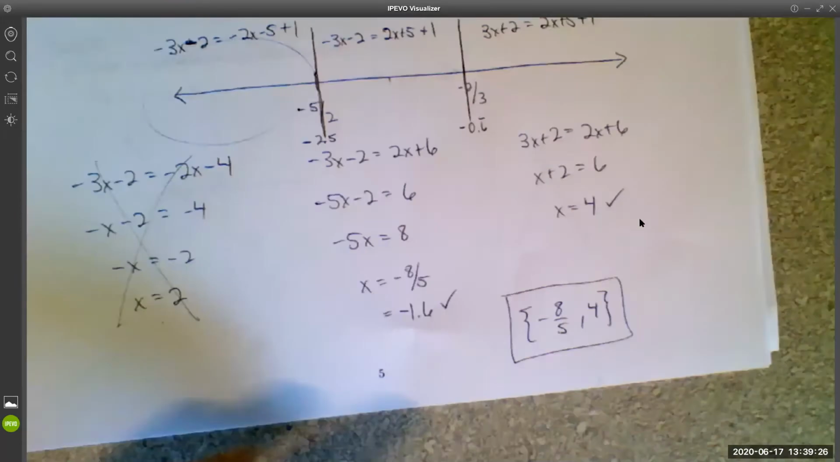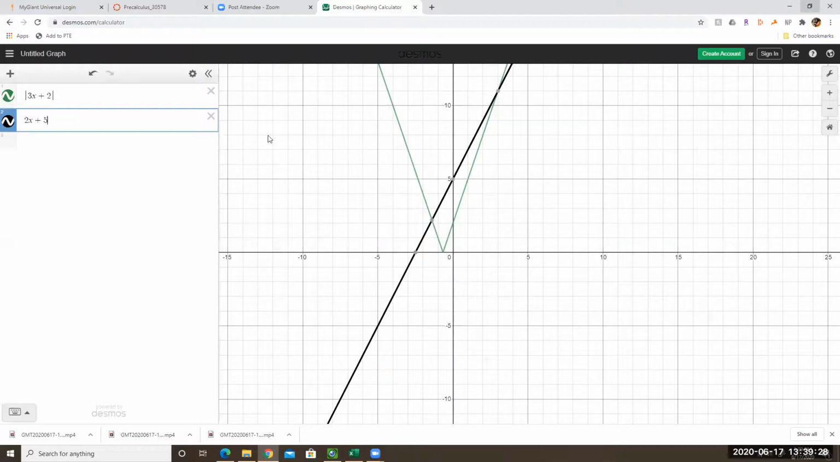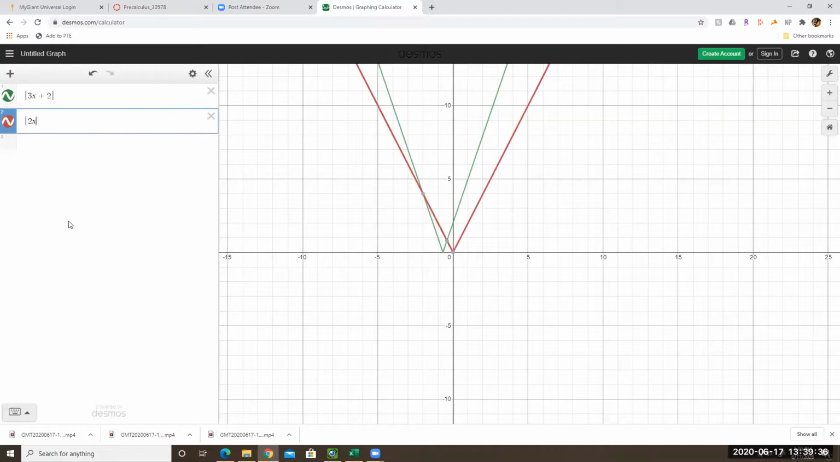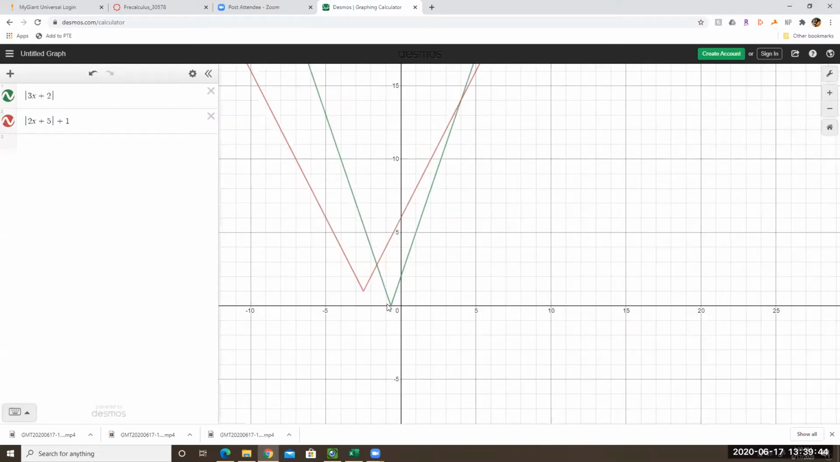Let's take a look at Desmos to verify this. So on the left-hand side, we had absolute value of 3x plus 2. On the right-hand side, we should have absolute value 2x plus 5 plus 1. So it does indeed appear that we have two solutions. Now, what are they? Negative 1.6, right? That was negative 8/5, and 4. Sure enough.